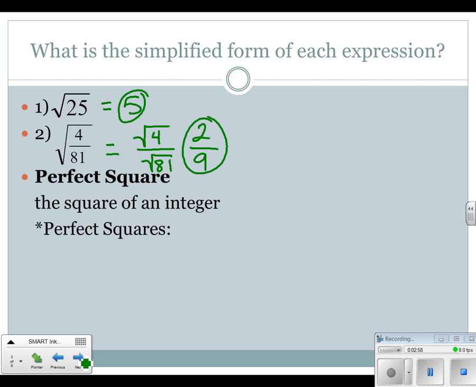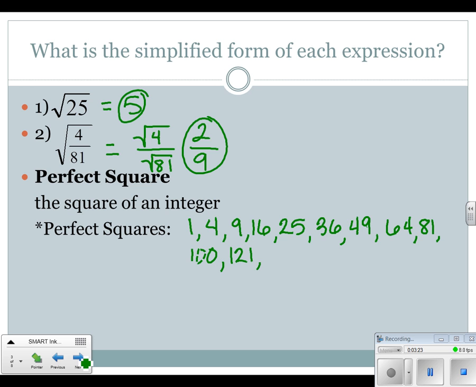So we're going to make a perfect square list. So 1 squared we'll start with. 1 squared is 1. 2 squared, 3 squared, 4 squared, 5 squared, 6 squared, 7 squared, 8 squared, 9 squared, 10 squared, 11 squared, 12 squared, 13 squared, 14 squared, and we'll stop at 15 squared, which is 225. These are perfect squares I would like you to have memorized.